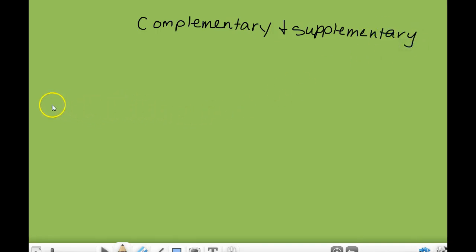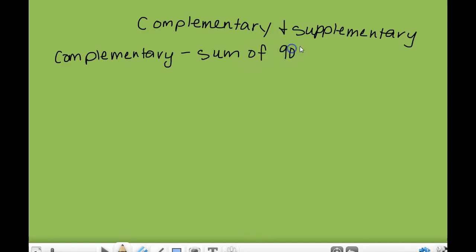All right, so you already know that if two angles are complementary, they have a sum of what? 90 degrees, very good. And if they are supplementary, very good, they have a sum of 180 degrees. So today what I'm going to show you is how to solve when they ask you to find the supplements of an angle or the complements of an angle.